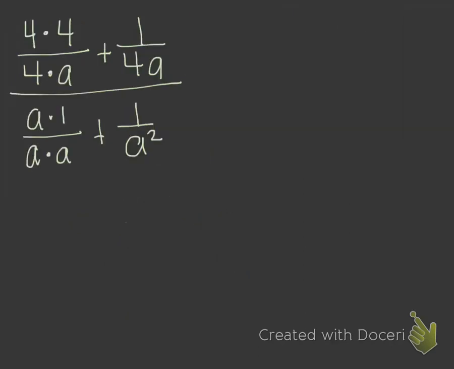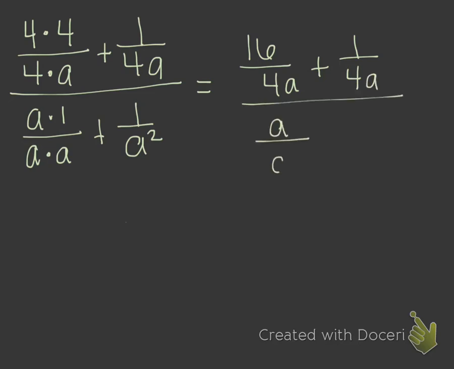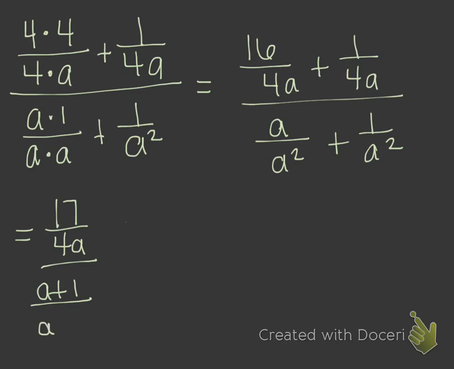Okay, so I've moved this onto the next slide, so I have lots more room to work with it. Now I need to actually do the multiplication in the numerator. I get 16 over 4a plus 1 over 4a, all over a over a squared plus 1 over a squared. Now I need to combine the numerators into 17 over 4a, over a plus 1 over a squared.